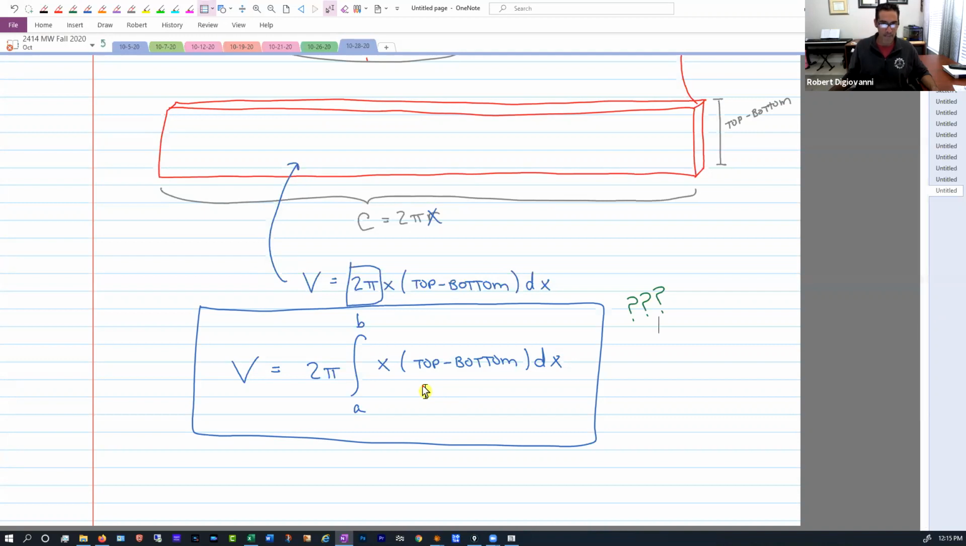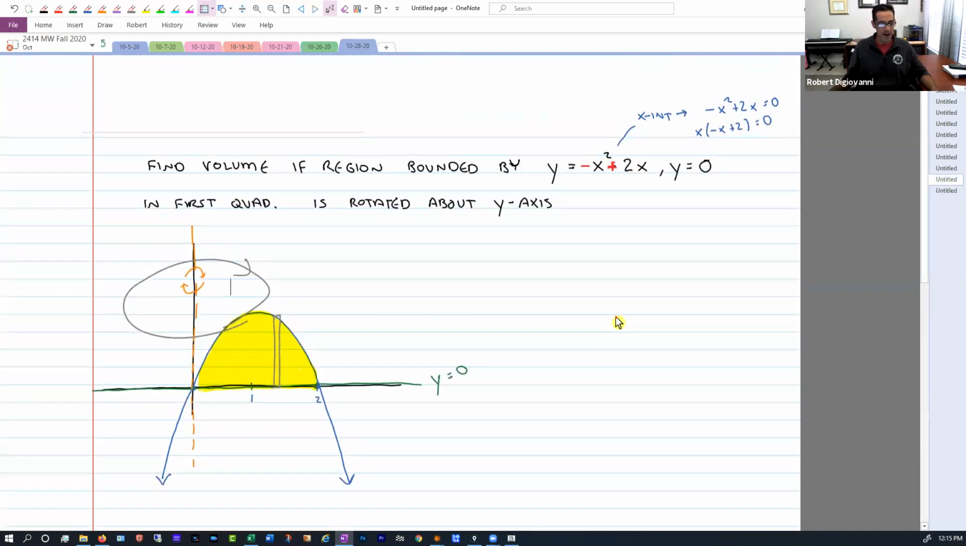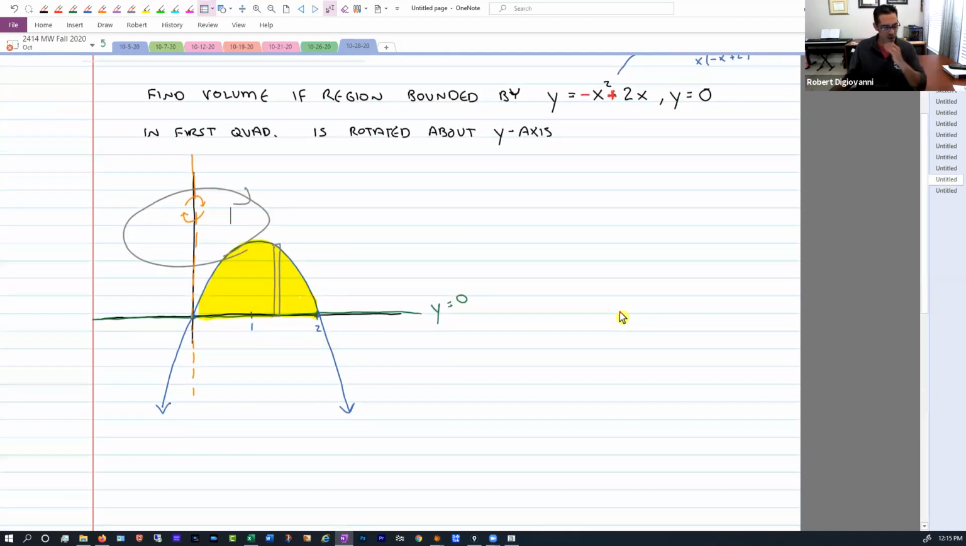All right, you ready? Let's go back to the example that we were working on. We got stuck. So we have this region. We have to wrap it around the y-axis. And we realize we can't do horizontal rectangles. We have to stick with vertical rectangles. And because we have to stick with vertical rectangles, we know we have to do shells.